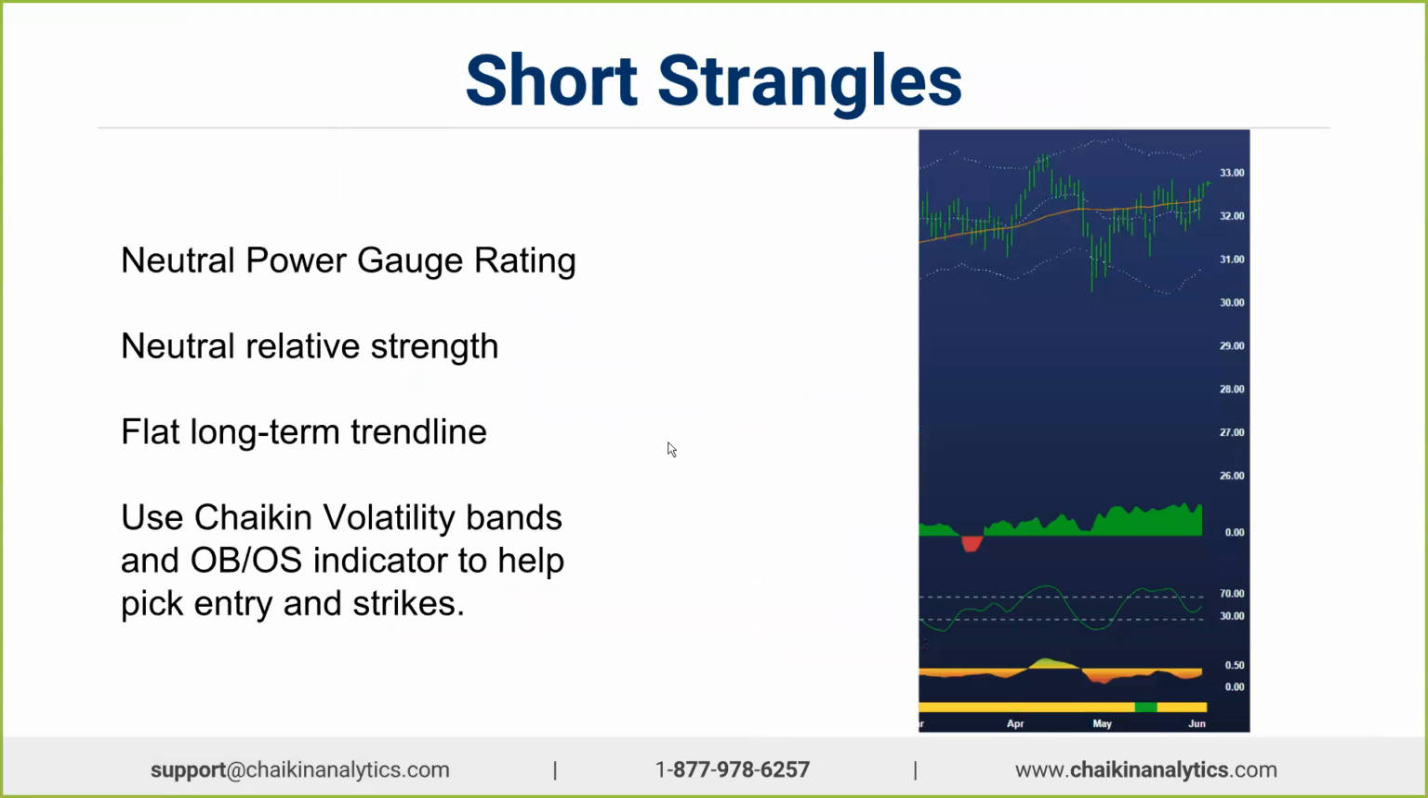So short strangles, just like short straddles, we want to try and catch it in the middle with a flat long-term trend line, neutral relative strength, try to catch it in the middle of the overbought, oversold. Remember, we don't want this thing to go anywhere. Range-bound stocks, this is great for. Okay? And we want to try and do it in high implied volatility environments. That's going to give us the most premium that we can get.